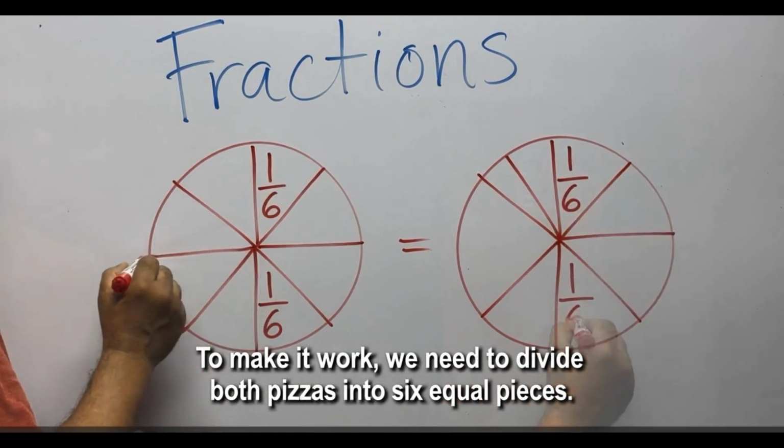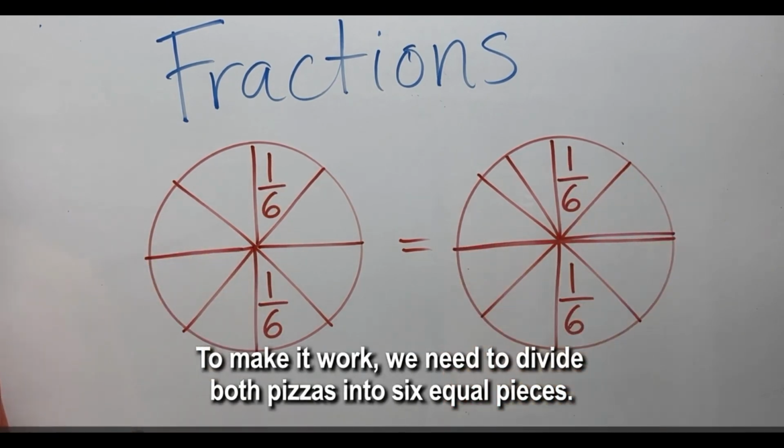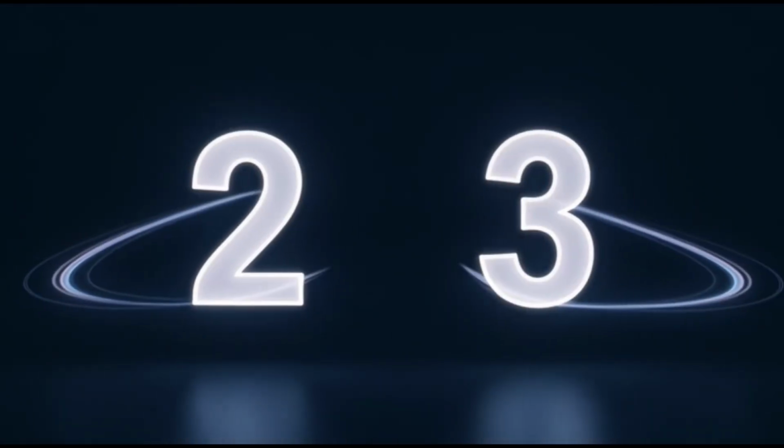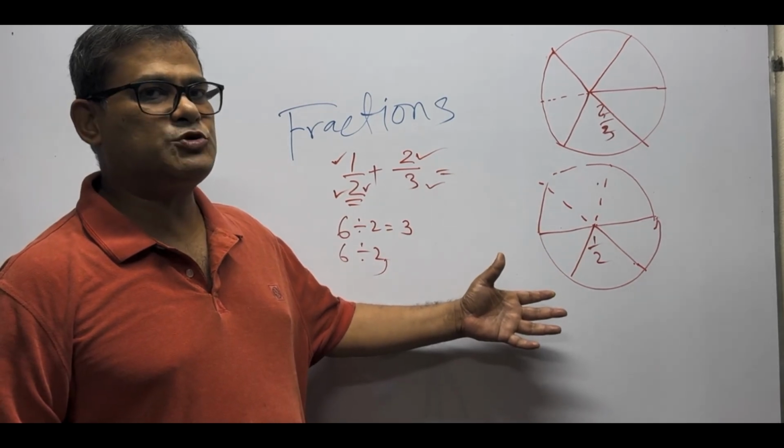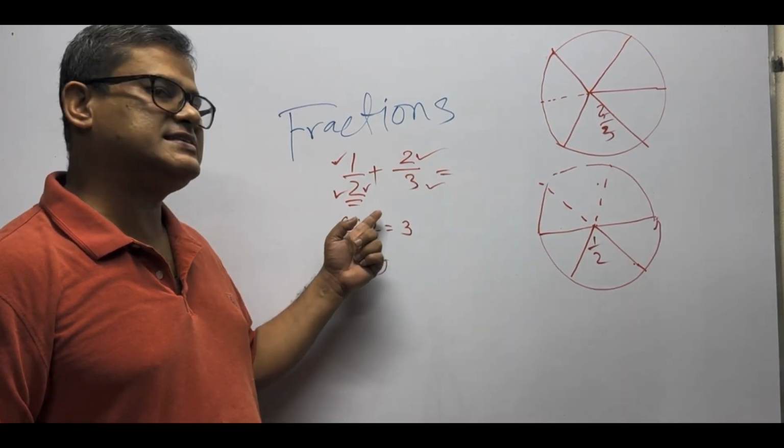To make it work, we need to divide both pizzas into 6 equal pieces. Why did we choose 6? Because 6 is the smallest number that both 2 and 3 can divide. This number is called the LCM. Once we cut these pizzas into 6 equal pieces, both pizza slices are equal.